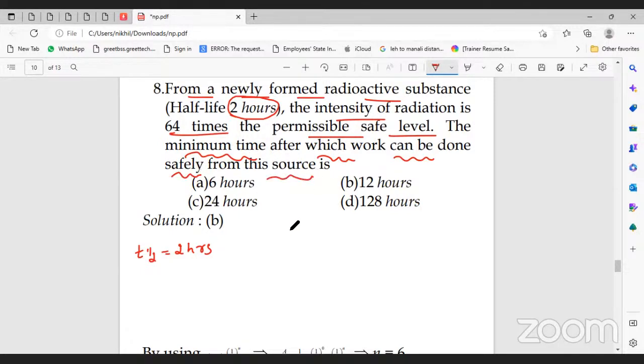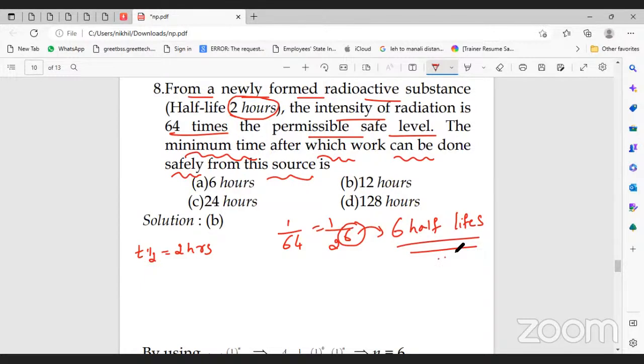64 times means 1 by 64 times. 2 power how much? 2 twos are 4, 4 twos are 8, 8 twos are 16, 16 twos are 32, 32 twos are 64. So 1 by 2 power 6 is 1 by 64. That means how many half-lives does it have to undergo? It has to undergo 6 half-lives to work with a safe level.